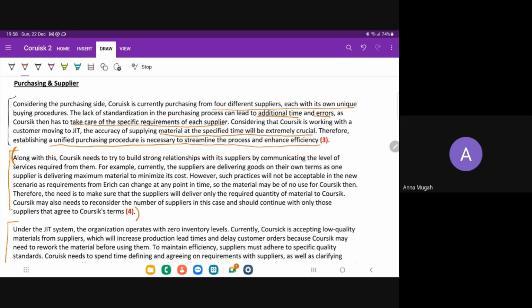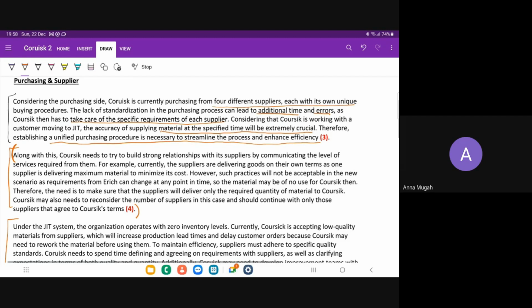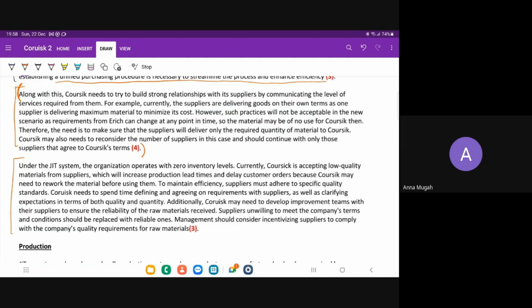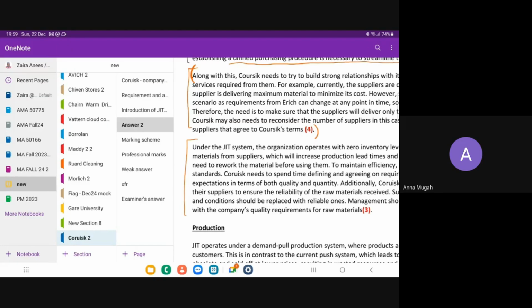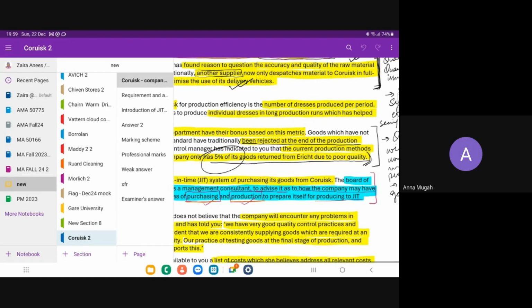So we have identified the reason, what benefit it will bring to the company, why it is needed. Right. That's again the same case for the next two requirements. So that's basically how we are supposed to construct the answer. Right. And that generally comes along with practice. The more you write, the more you will be able to do it properly.